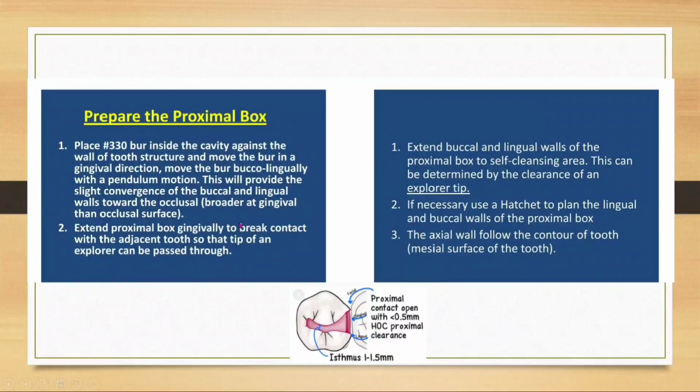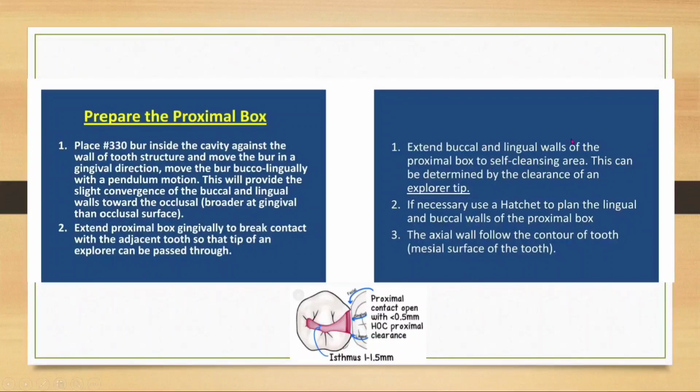Okay, so now how to prepare the proximal box. Using the same burr, insert the burr into the cavity against the wall of tooth structure and move it in a gingival direction and buccolingually with a pendulum motion. This will provide the slight convergence of the buccal and lingual walls towards the occlusal. Extend the proximal box gingivally to break contact with the adjacent tooth so that the tip of an explorer can be passed through.